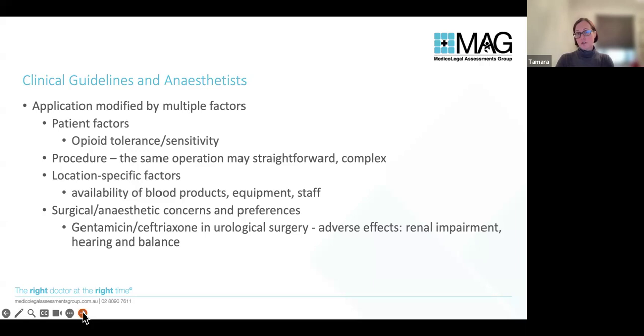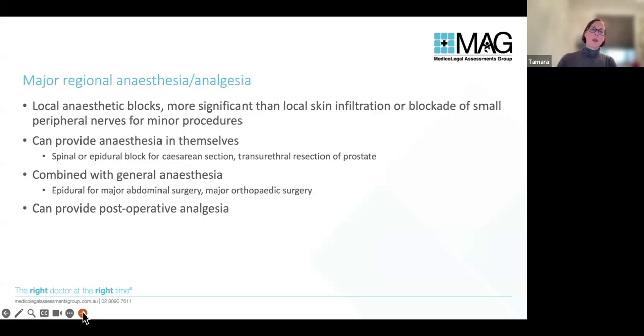Ceftriaxone is an alternative which has a much higher incidence of allergy but doesn't have these other issues. So we butt heads on people's preferences and opinions.